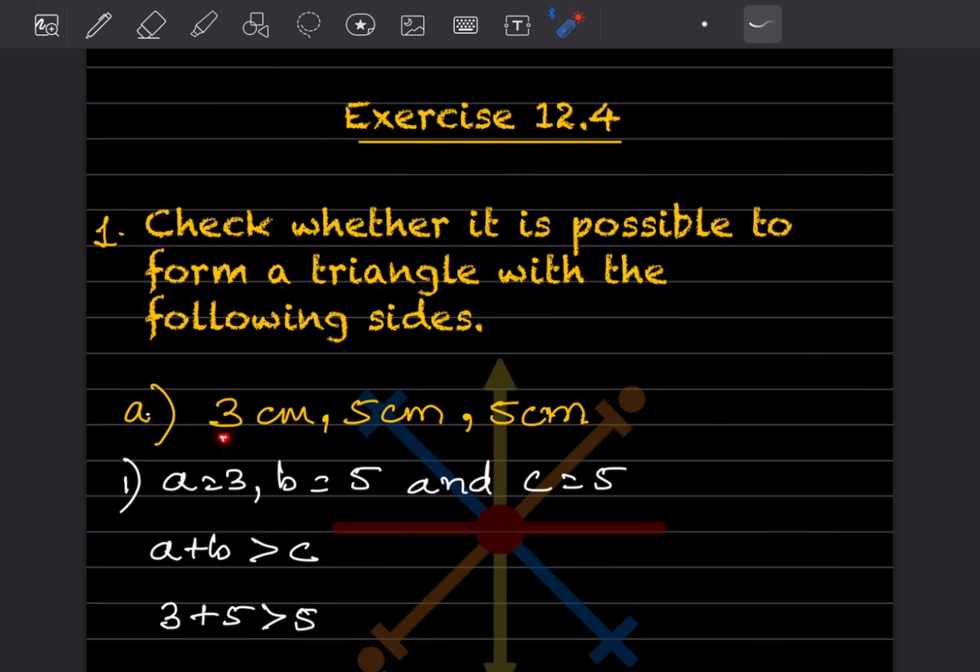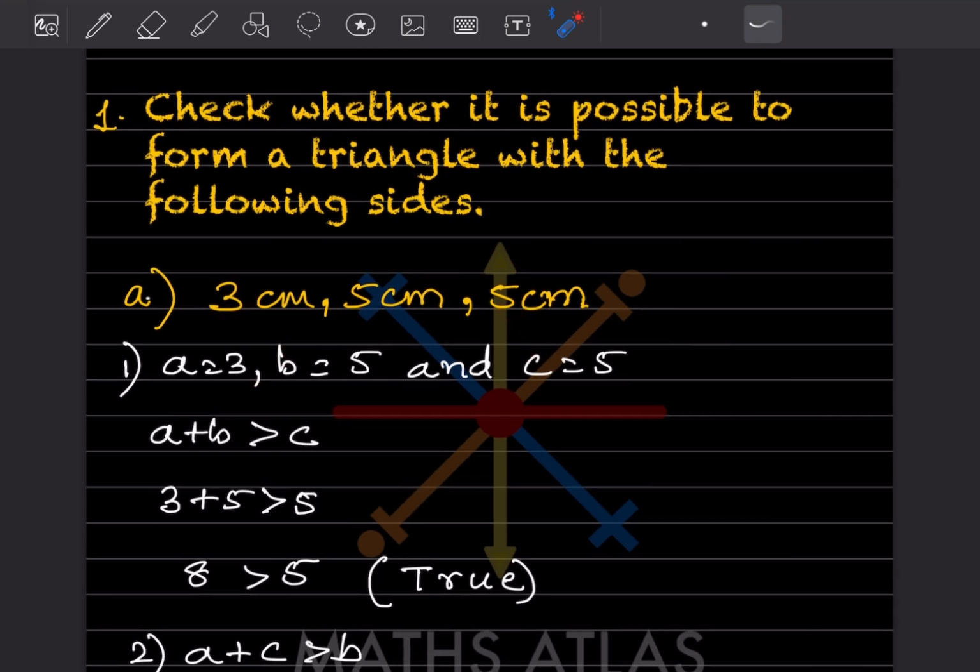We can consider this as A, this as B and this as C. Suppose we take one triangle. If A plus B is greater than C, let us see. In place of A, we'll put 3, in place of B, we'll put 5, and we'll see whether it is greater than C. C is 5, so 8 is greater than 5. That is, it is true.